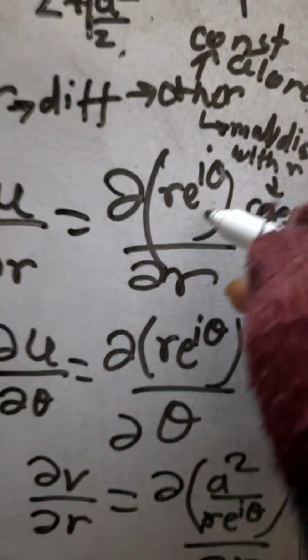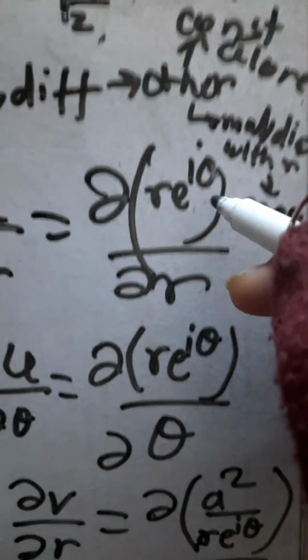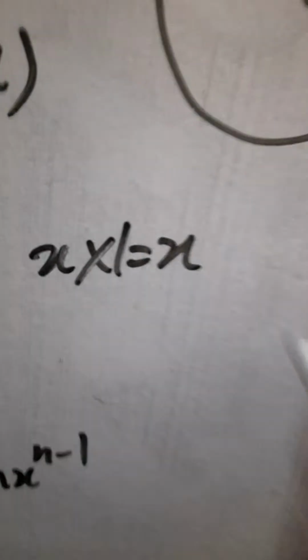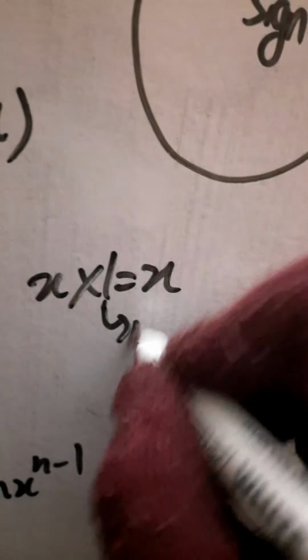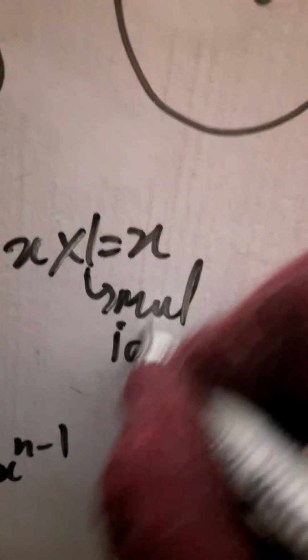This is 1. And what we had outside to multiply, e raised to i theta, this was the coefficient. So 1 into e raised to i theta would be e raised to i theta, because anything multiplied by 1 is itself, because 1 is the multiplicative identity. Okay, this is the multiplicative identity.